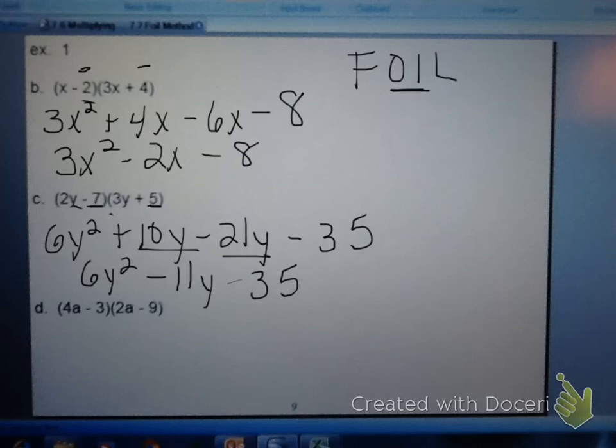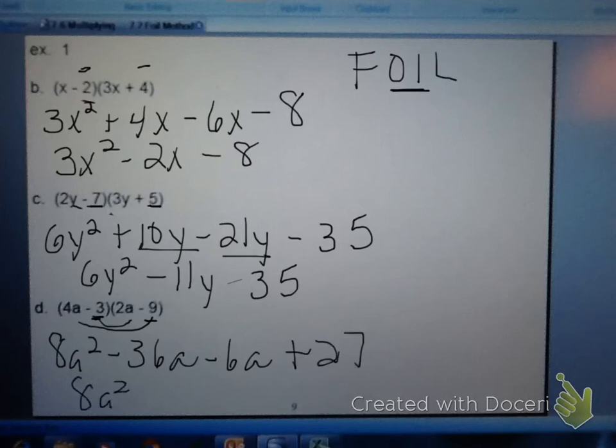Example D, we're going to do the FOIL method again. 4a times 2a is 8a squared. Your outer is a negative 36a. Your inner is a positive 6a. And your last, that's negative 3 times a negative 9, which is a positive 27. Combine your two middle terms.